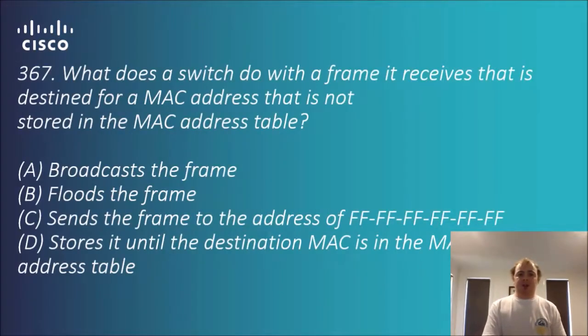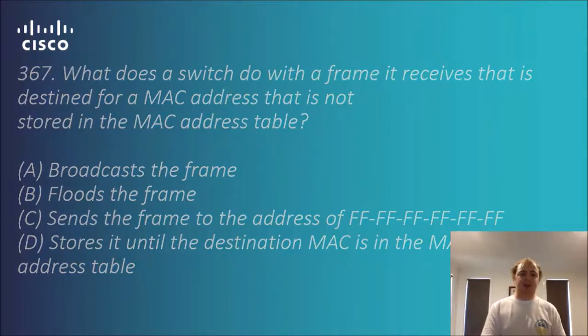367, what does the switch do with a frame it receives that is destined for a MAC address that is not stored in the MAC address table? So this was what I was discussing before. Broadcasts the frame, floods the frame, sends the frame to the address of, that's the broadcast address. So A and C are basically the same answer. Or stores it until the destination MAC is in the MAC address table. So in this situation, if the MAC address is not in the table, it will flood the frame until it finds something.